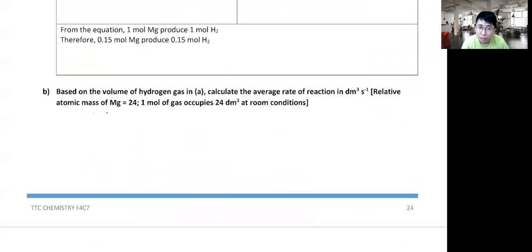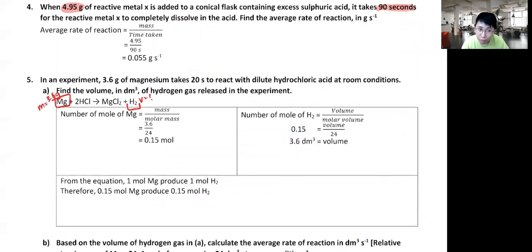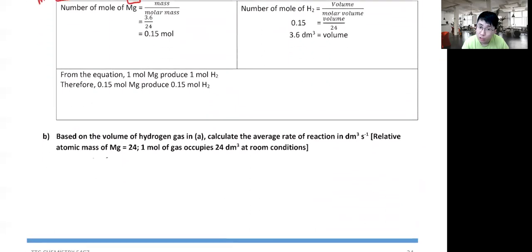Then, based on the volume of gas, meaning I found the volume of H2 in the previous question, can you calculate the rate of reaction in dm cube per second? It means you produce 3.6 dm cube of H2 in 20 seconds. Do you see it gives you time for a reason, for you to do part B? So I'm just going to take 3.6 dm cube over 20 seconds. The units are already matching up, dm cube and second, nothing to change. So 3.6 divided by 20, you get 0.18 dm cube per second.